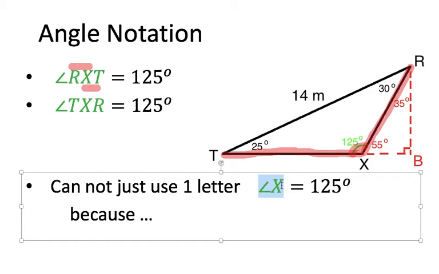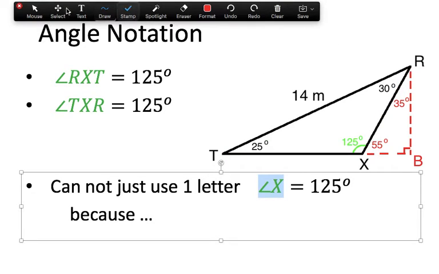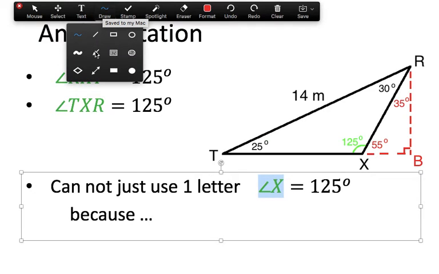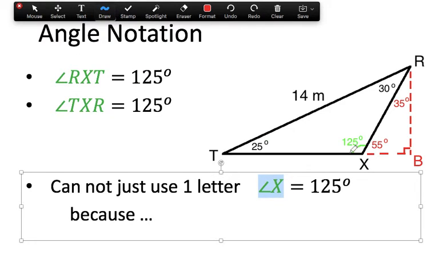So pause the video for a second and think, why is it that I cannot just use the 1 letter X? When you're ready, hit play. Okay, the reason I can't just use the 1 letter X is because if I just say angle X, am I talking about this 125 right there? Or am I talking about the 55? Or maybe when I say angle X, maybe I'm talking about from here all the way to here.